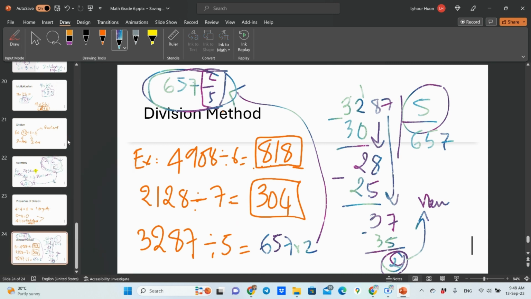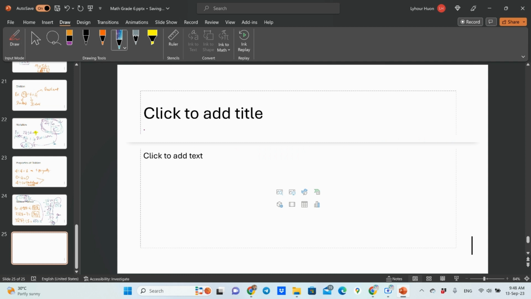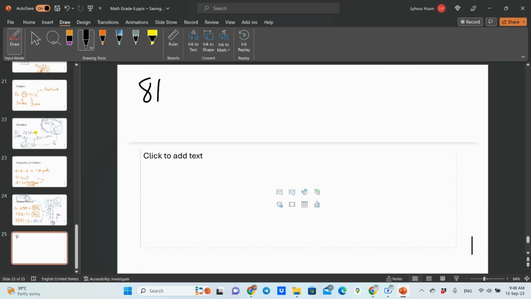Okay, one more practice. One more example. Here we have 81605 divided by 9. What is the result?